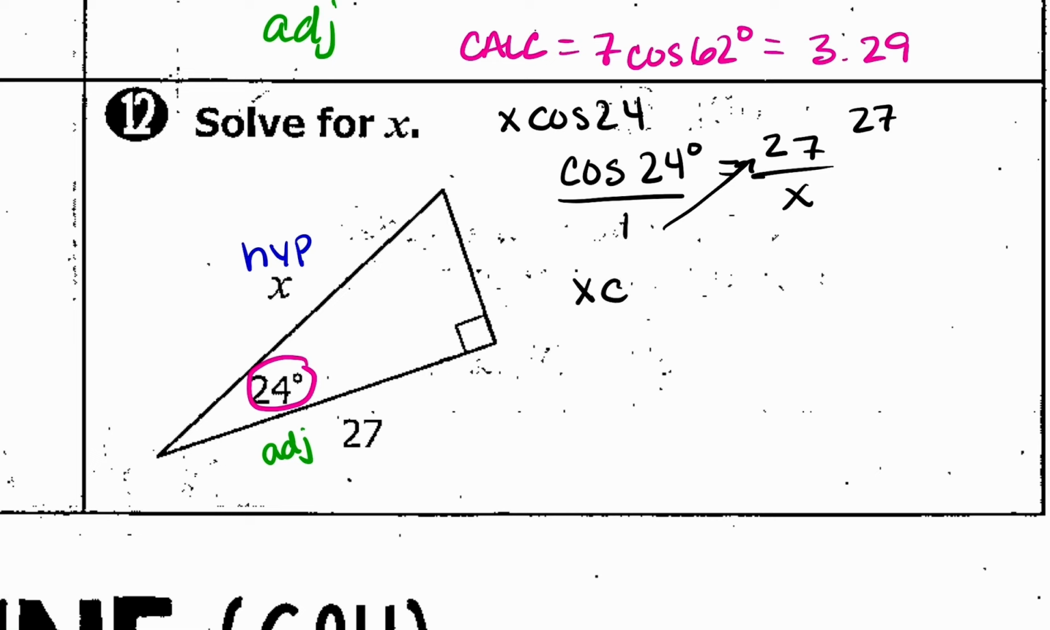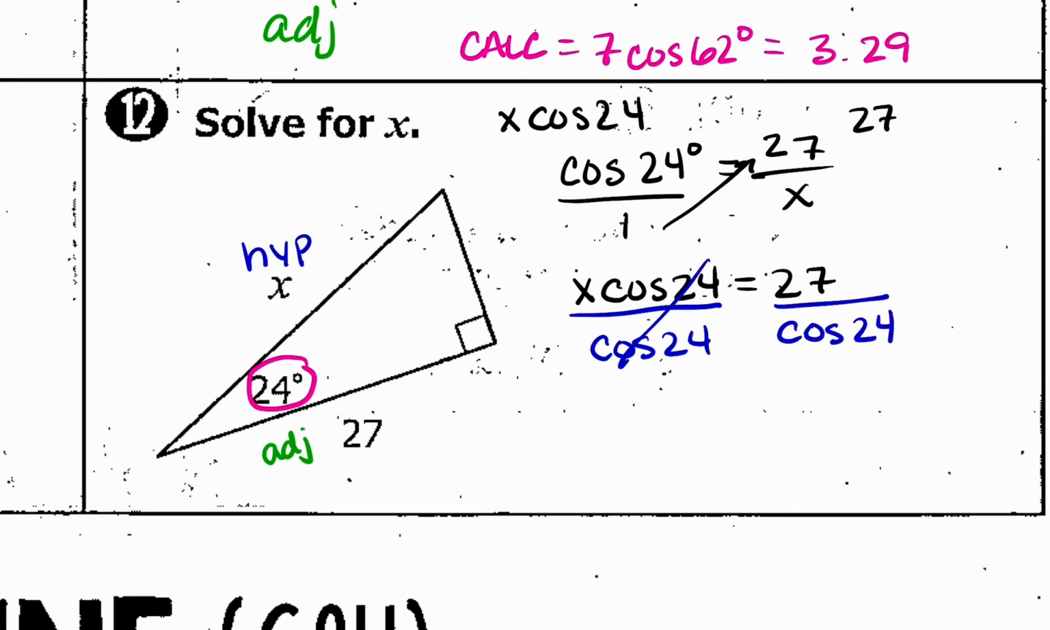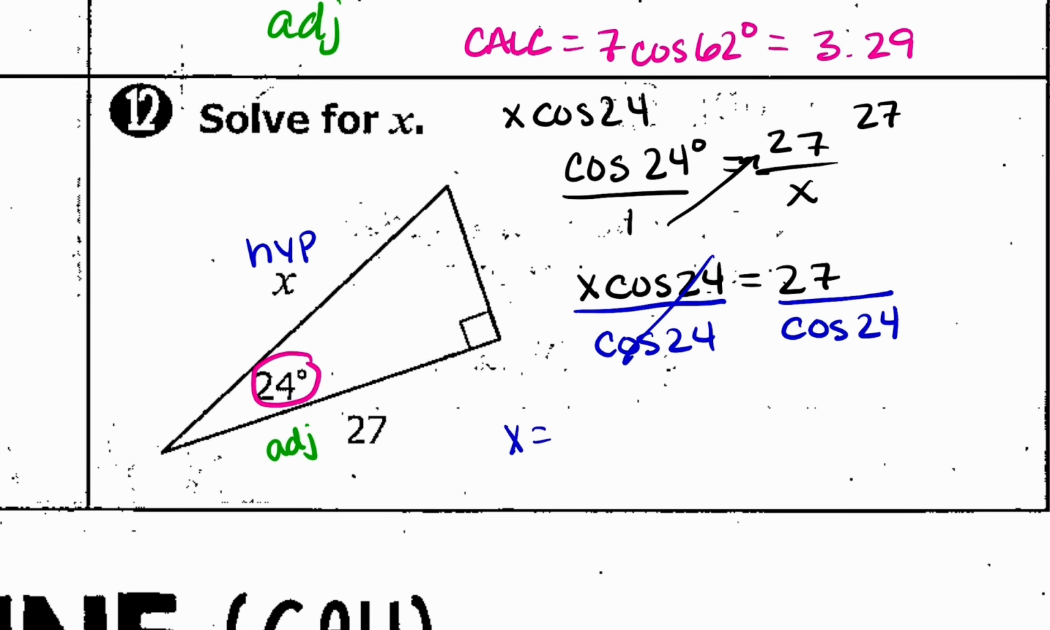So let's rewrite this. I want to go ahead and divide both sides by cosine of 24 so that this will cancel. And we are left with x equals 27 divided by the cosine of 24. So we can type that in our calculator, or we can use the chart as well, whichever one works for you. So 27 divided by cosine of 24 equals 29.56. And that would be the length of x.